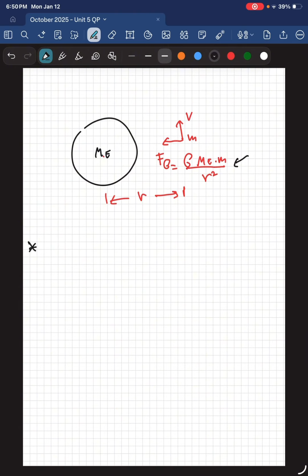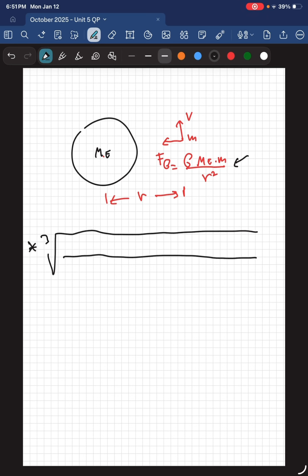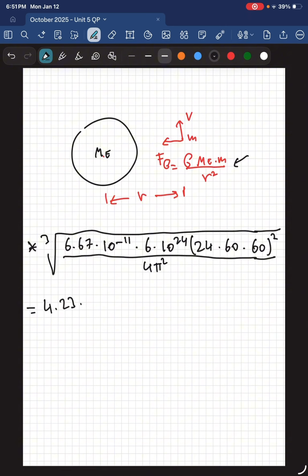So this is a giant cube root. Okay, so G is 6.67 times 10 to the negative 11. The mass of the Earth is 6 times 10 to the 24. The period is 24 hours times 60 minutes in an hour times 60 seconds in a minute, squared. And then we have 4 pi squared in the denominator. This gives us 4.23 times 10 to the 7 meters from the center of the Earth.